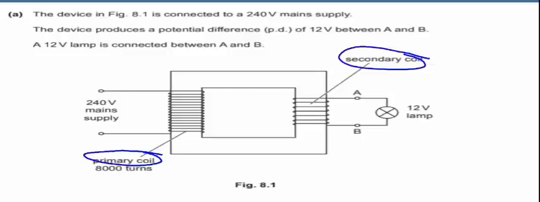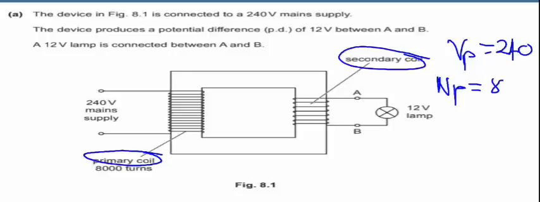Okay, so let me try to collect the data that we have been given here. As for voltage on the primary coil, we represent it using Vp. So here we have 240 volts. Then as for the number of turns, I'm going to use capital letters Np, the number of turns on the primary coil, which is 8,000.